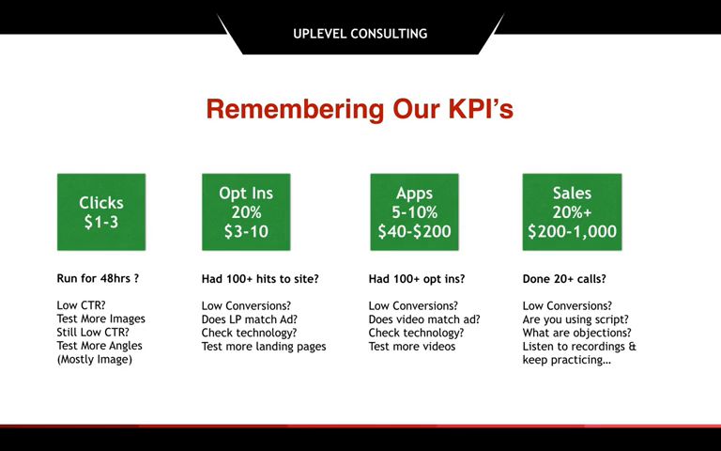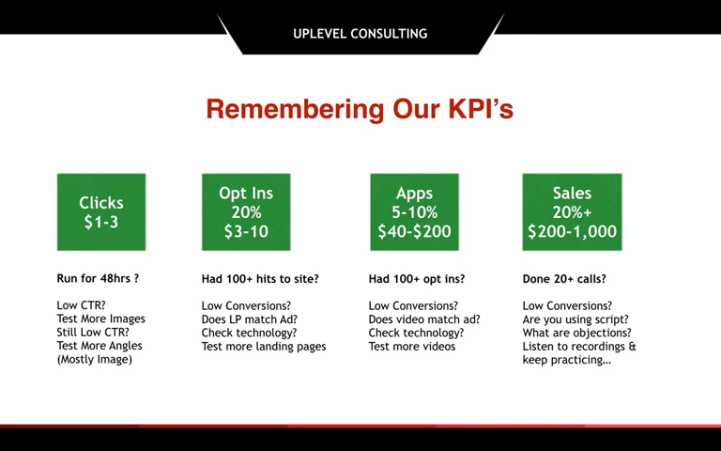So check your technology. And then if you've tested your technology and you've made sure that your landing page matches your ad, you probably want to try some more landing page options. You might want to put some more information on the landing page. You might want to put a little bit of a description about yourself, or some case studies or testimonials or something like that. You just have to keep trying things until you get your opt-in rate at 20%. Now, once you've got that, you move forward to the next step, which is applications.